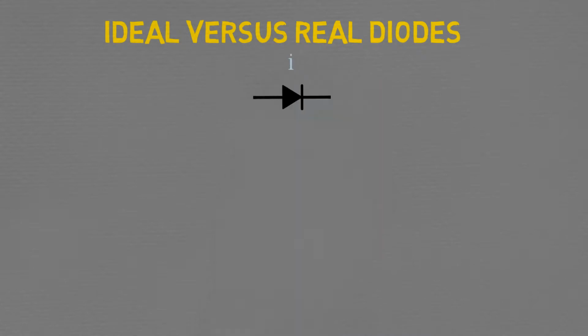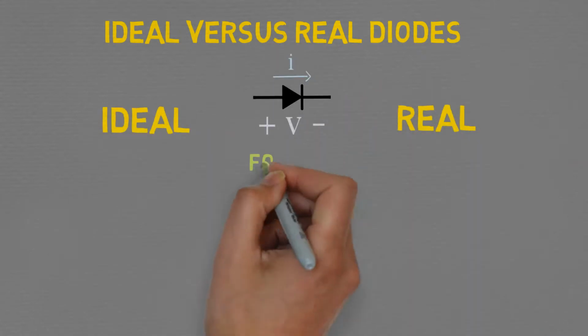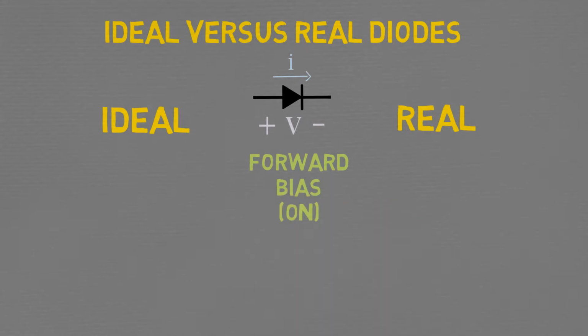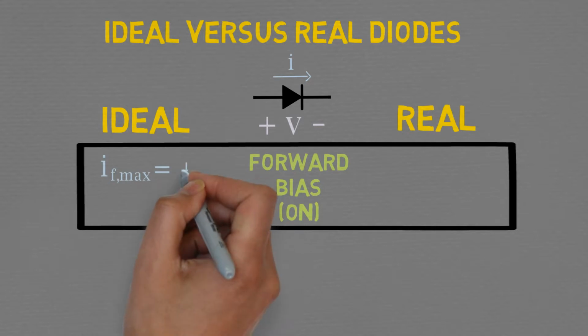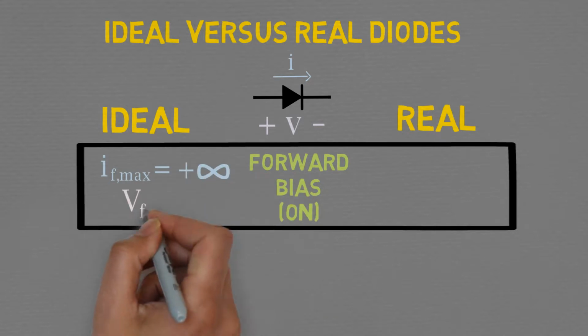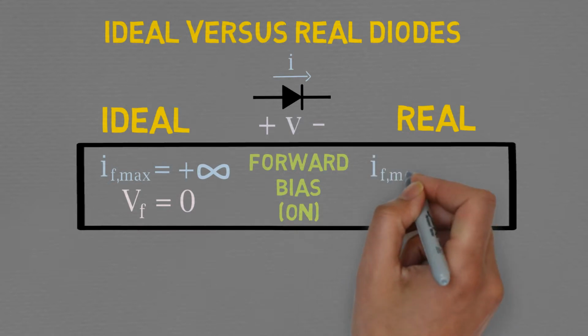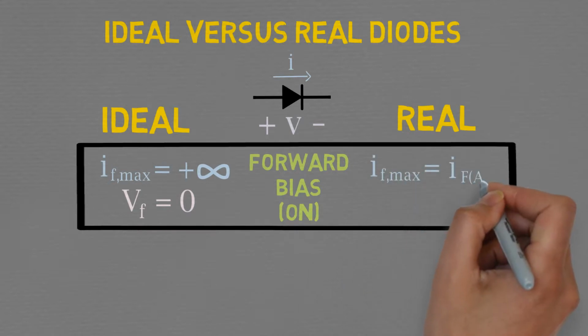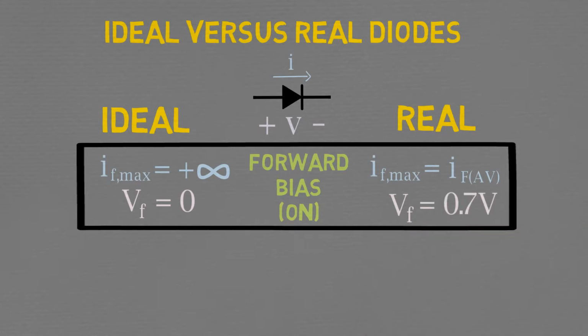To highlight these, we will compare the ideal diode to a real diode. Let's start with the forward bias, where the diode allows current to flow in its direction. Ideal diodes behave like a short, so they can handle unlimited forward current and have a zero voltage across them. Real diodes, on the other hand, are limited to a maximum current before the component is damaged, and they actually have a voltage drop across them called the forward voltage. For common silicon diodes, this is around 0.7 volts.